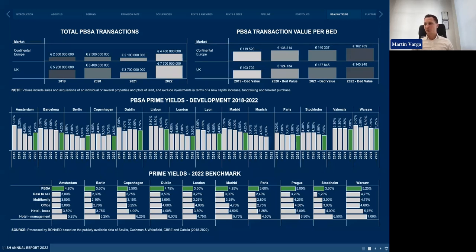Of course, there have been many uncertain economic factors by the end of the year. And I can also notice, due to our data, that the majority of the transactions happened in Q2 in the UK, while in continental Europe, it was mainly in Q2 and Q3, slowing down in the last quarter of the last year.